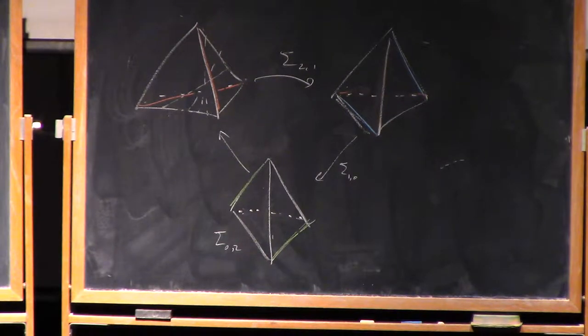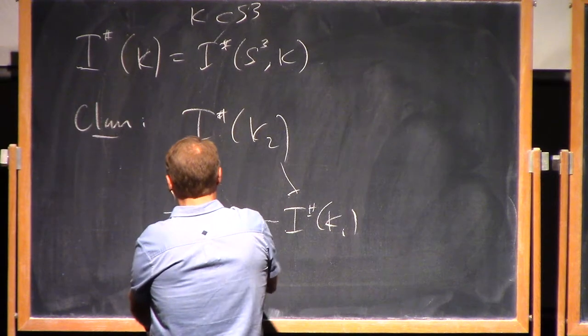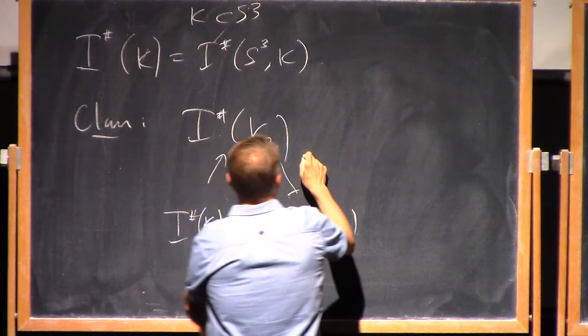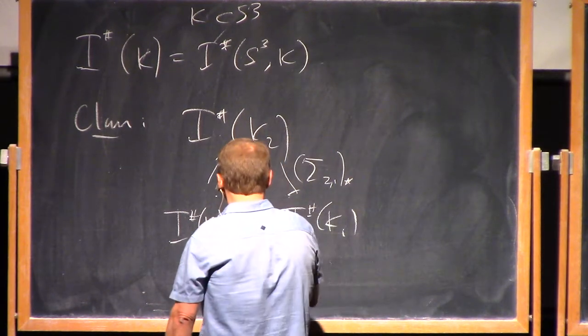let's define I sharp of K for K a knot in the three sphere. I sharp of K is I sharp of S3 and K. And then the claim is that there's an exact triangle, where these guys are induced by these cobordisms.